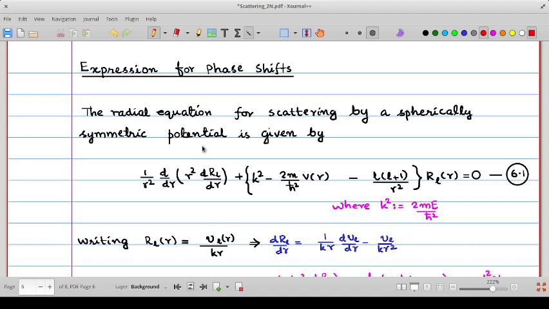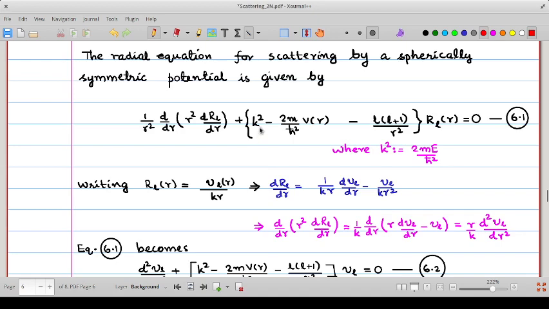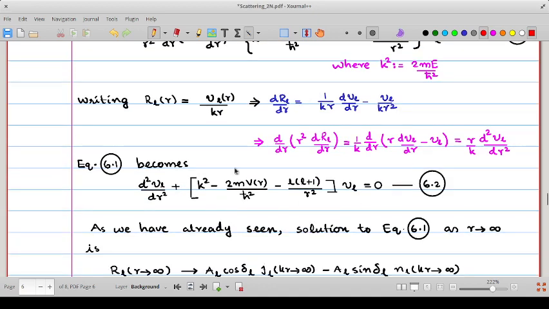Now, considering a spherically symmetric potential, the radial equation for scattering is given by equation 6.1. Here the quantity k square is 2mE by h bar square. V of r is a scattering potential, which is a function only of the radial distance, and L is the angular momentum quantum number, and this corresponds to the Lth partial wave. Now writing the radial function R_L(r) as v_L(r) by kr, equation 6.1 gets simplified to this form: d square v_L by dr square plus k square minus 2mV(r) by h bar square minus L times L plus 1 by r square, multiplying v_L, is equal to 0.